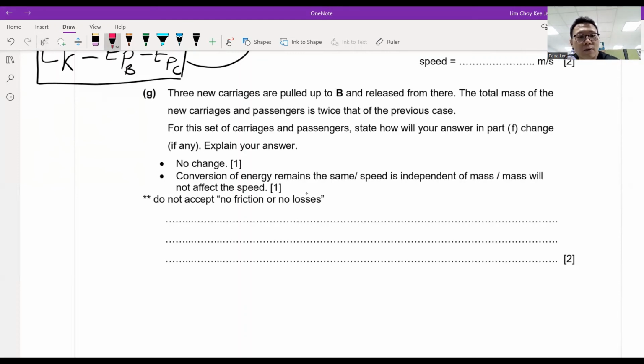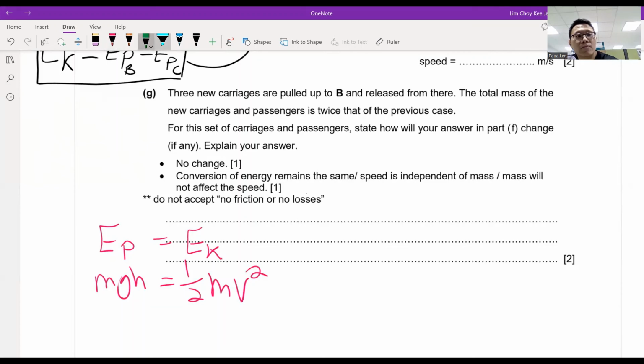For example, if I have potential energy equal to kinetic energy, in the ideal case, mgh equal to half mv squared, this is before, this is after. You'll find that mass is a common factor for both of them. And because it's a common factor that remains the same throughout, it is independent of the energy. So because it remains the same before and after, mass is not a factor that will affect the energy.